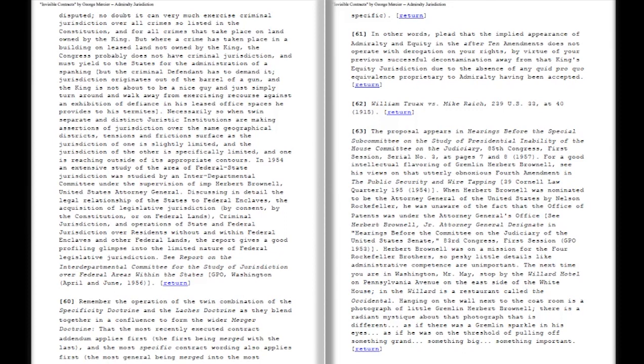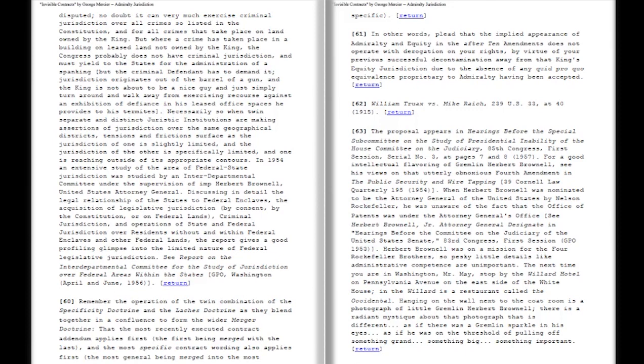Remember the operation of the twin combination of the specificity doctrine and the laches doctrine as they blend together in a confluence to form the wider merger doctrine, that the most recently executed contract addendum applies first, the first being merged with the last, and the most specific contract wording also applies first, the most general being merged into the most specific. Return 61. In other words, plead that the implied appearance of admiralty and equity in the after-10 amendments does not operate with derogation on your rights, by virtue of your previous successful decontamination away from that king's equity jurisdiction due to the absence of any quid pro quo equivalence proprietary to admiralty having been accepted. Return 62. William Truax versus Mike Reich, 239 U.S. 33, at 40. 1915. Return 63.